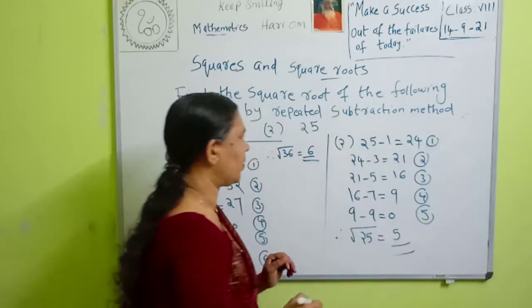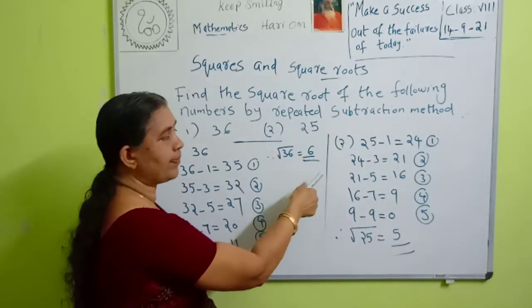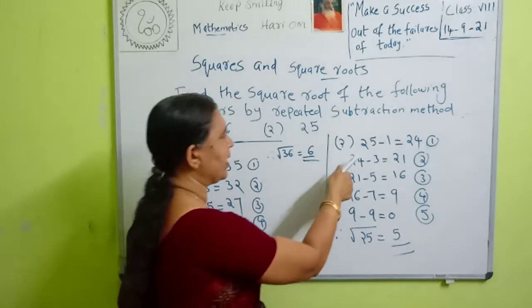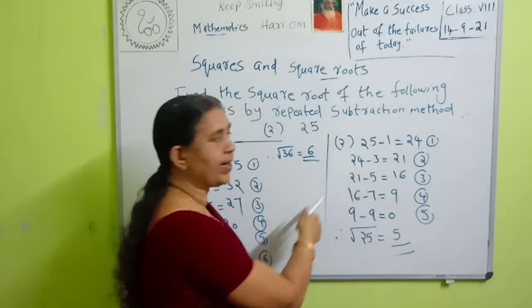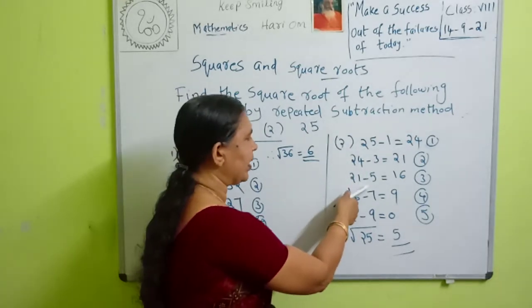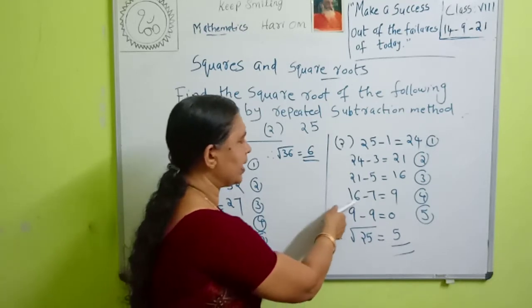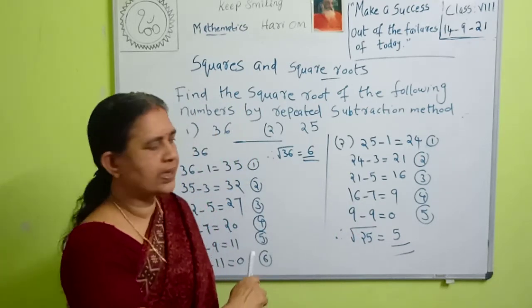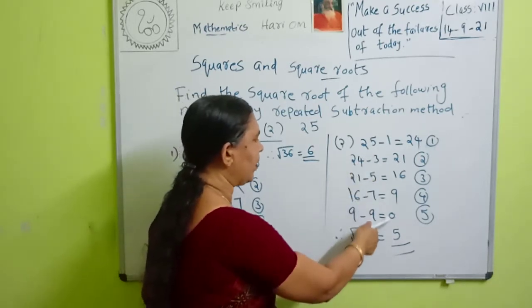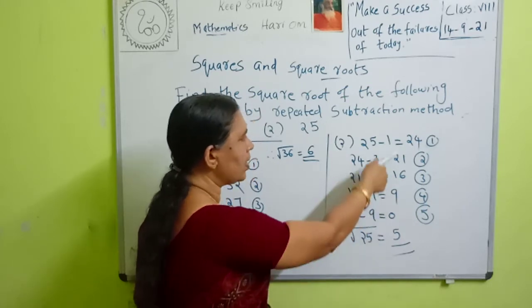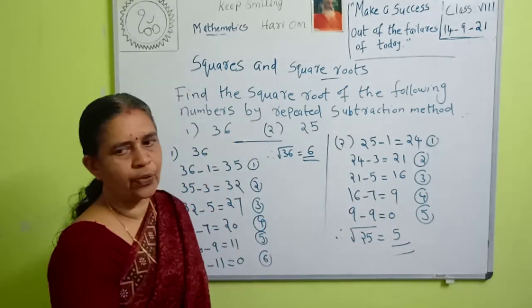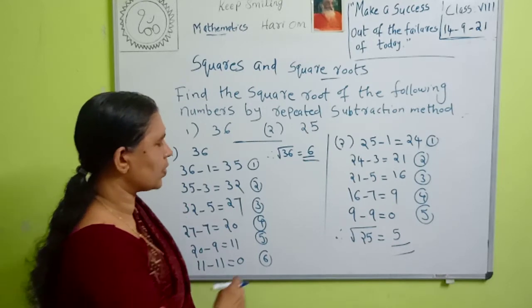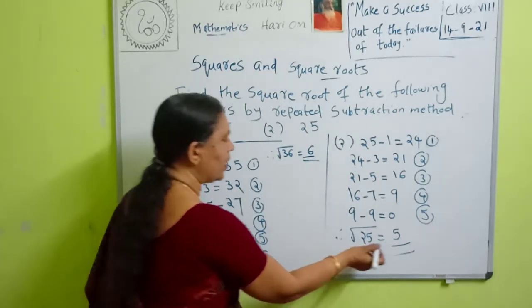So to find the square root, first we subtract from 25. The first odd number is 1. 25 minus 1 is 24. 24 minus 3 is 21. 21 minus 5 is 16. 16 minus 7 is 9. 9 minus 9 is 0. Then we count how many times we subtract to get 0. 5 times. Then what is the square root of 25? Therefore, the square root of 25 is equal to 5.